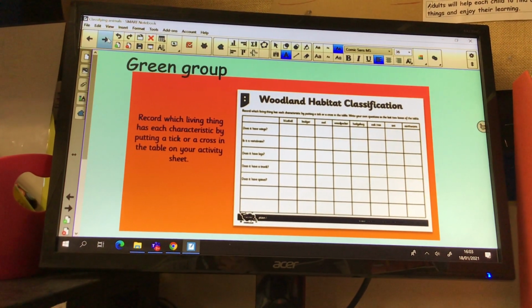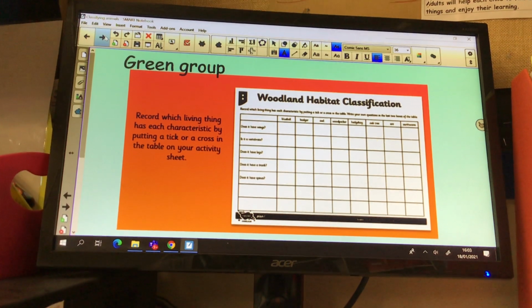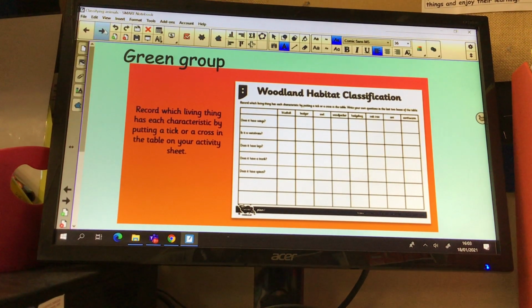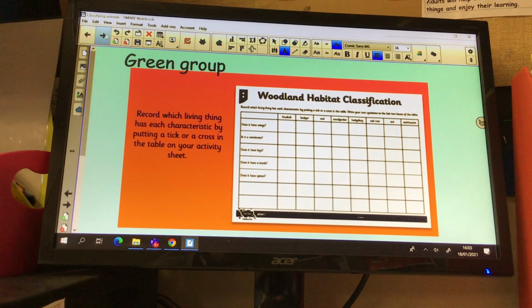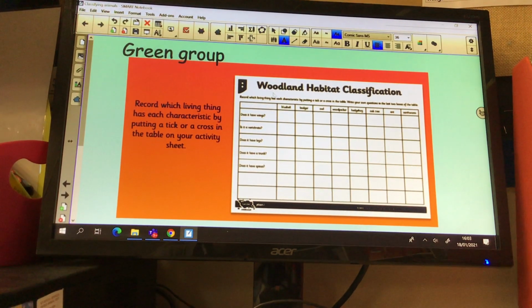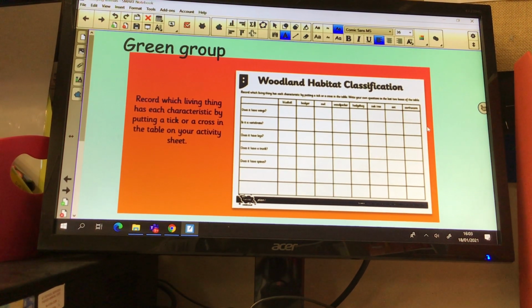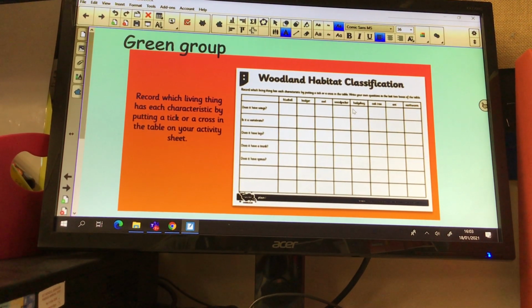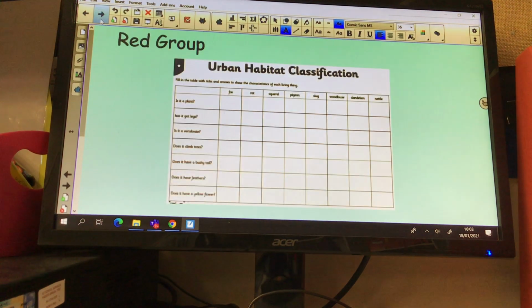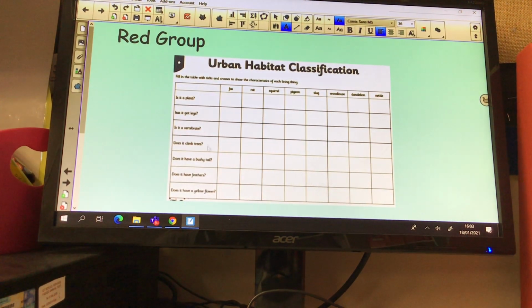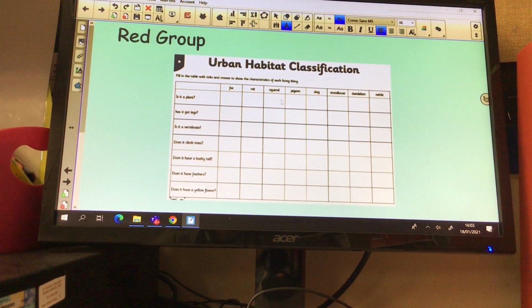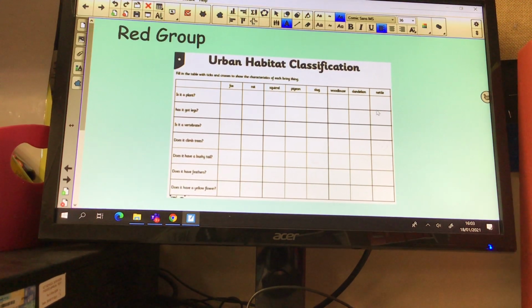Okay, and this is your third activity. So if you're in the green group, you need to download the green group activity, which is the Woodland Habitat classification. So you're going to have a little think about the questions which are asked here and of the living things here. And you'll put a tick or a cross. And if you are in the red group, you're going to answer these questions here and put a tick or a cross for the living things here.